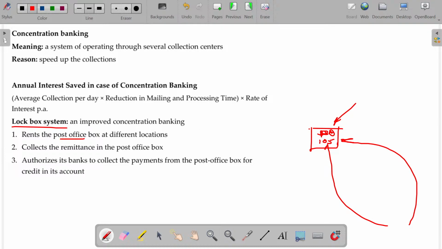The company rents post office boxes at different locations and collects the remittances in the post office box. Everything is collected here. It authorizes its banks to collect the payments from the post office for the credit. So we authorize the banks to collect the checks deposited here and encash them immediately. Don't wait for me. So this is a process called lockbox system. Is that clear?